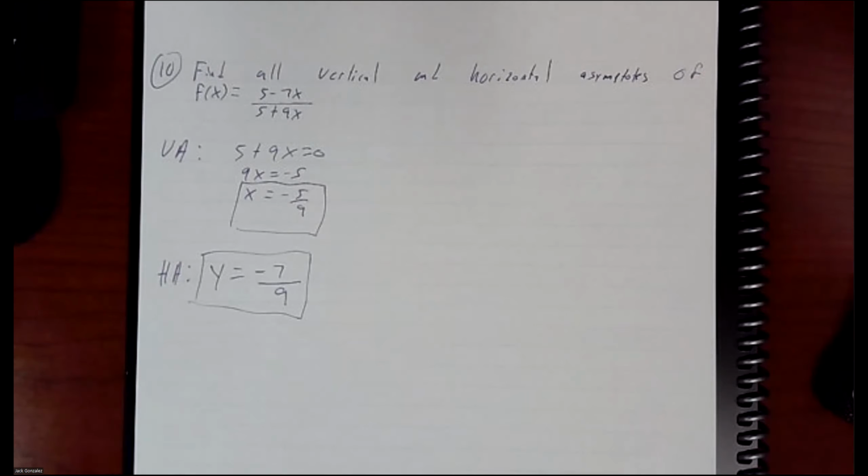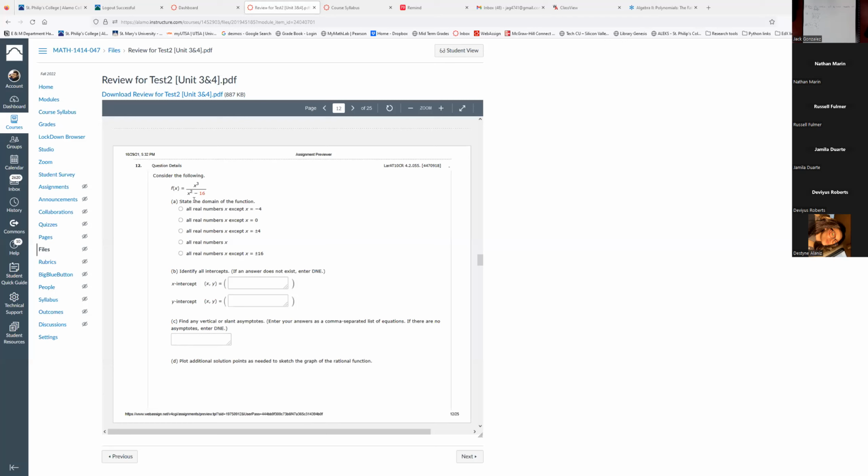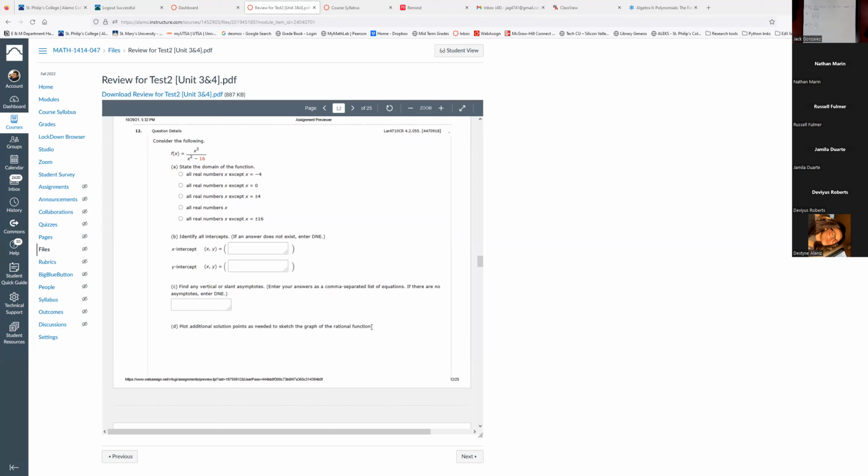Number 12 is kind of similar, but it asks for more things. It says, what is the domain? What are the intercepts? And find any vertical or slant asymptotes. So since the degree is bigger on top, it will have a slant, sadly. We won't worry about this because I'm not going to have you do that type of stuff. But okay. 12.